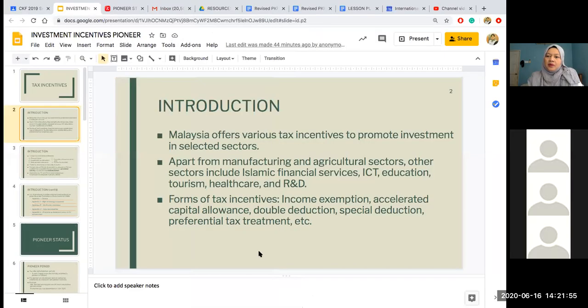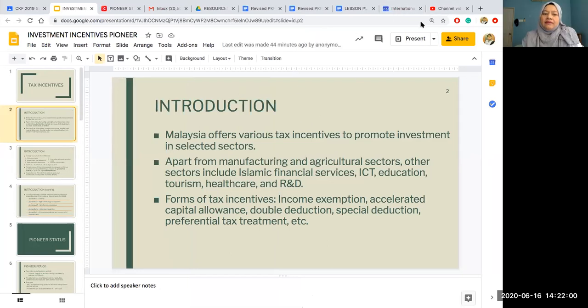Are you seeing the PowerPoint now? Yes, madam. Very good. Malaysia offers various tax incentives to promote investment in selected sectors. Selected sectors means it's not given to everyone, because the government has to be very focused. We say we want to go into these sectors only, so we give promotion for that sector. For this product or this activity, I will give that tax incentive.